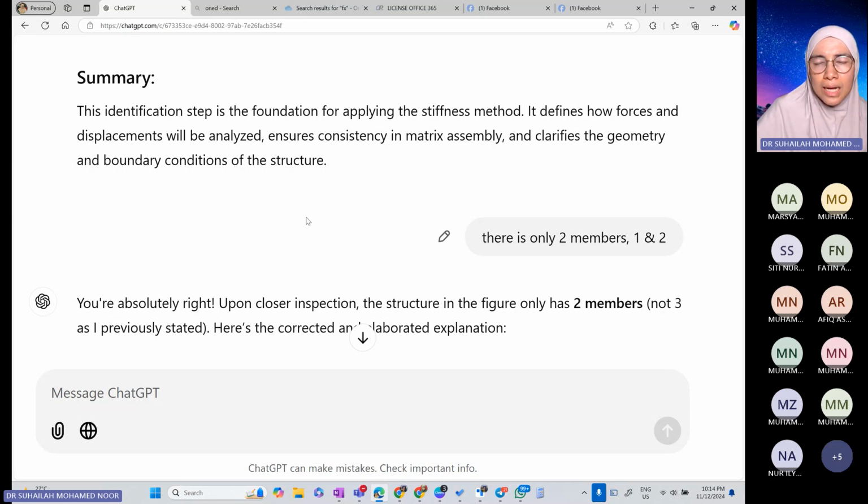Lepas tu kita akan buat solution. So the first part of the solution tu kita akan establish the stiffness matrix K, dan lepas tu kita akan calculate displacement and also forces. Itu je QKD. Just remember QKD. Yang tu je yang kita akan pakai untuk analyze structures using stiffness method.